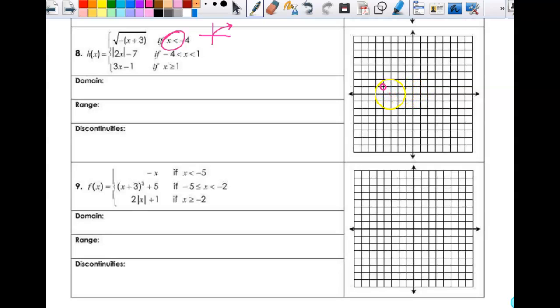Do I get to actually put a point here? What do you think? Can I plot here? I'll put it and I'll erase it if I have to. Is that point an okay point for what I'm doing? No. It is part of the graph. Remember, I'm not getting all of the graph. This is not in my domain. My domain is everything less than -4. So even though, yeah, I ended up there, I don't get to use that.